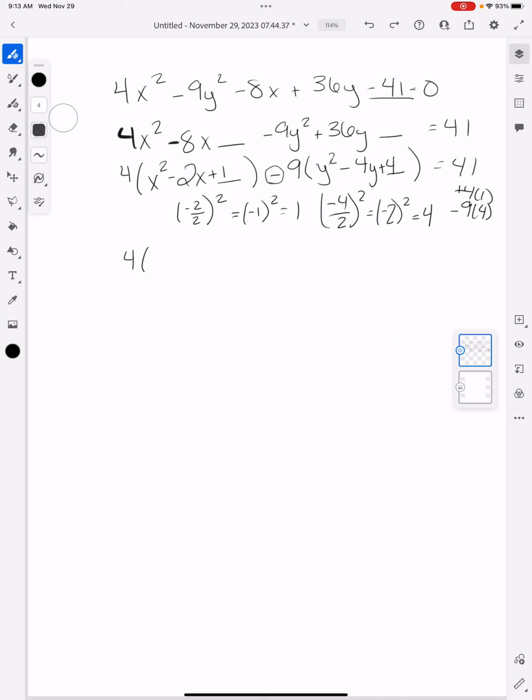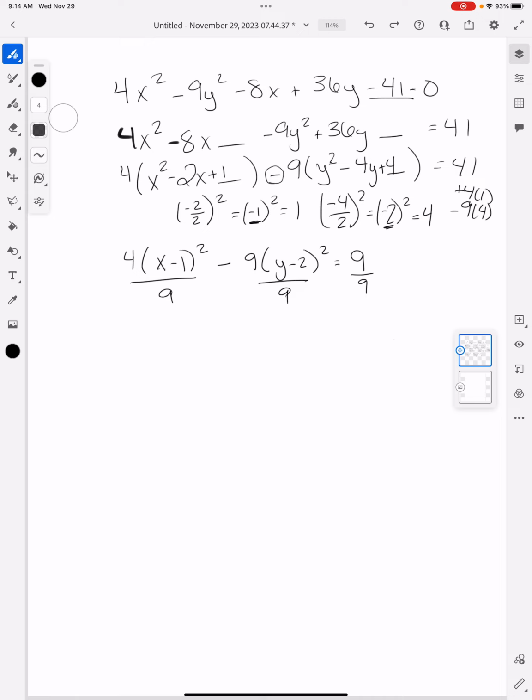So if you remember, the hint is when I look right here, that's going to tell me what it factors to. So this is going to be x minus 1 squared minus, I have 9, and this is minus 2, so y minus 2 squared. And when I do 41 plus 4 times 1 minus 9 times 4, that's going to give me 9. Now, what I need to do is divide so that this is going to be 1. So I'm going to divide everybody by 9.